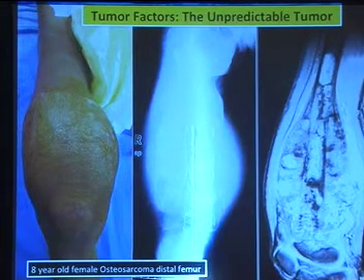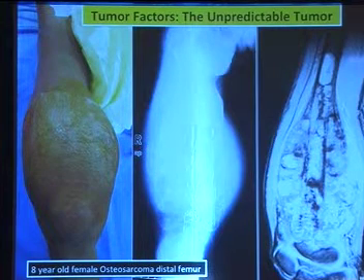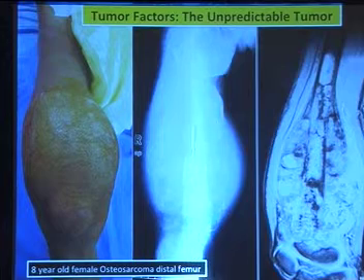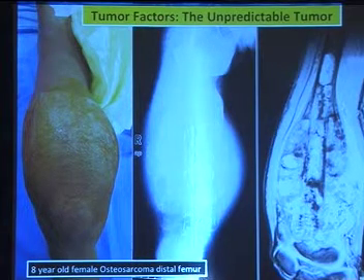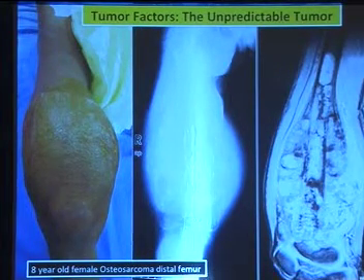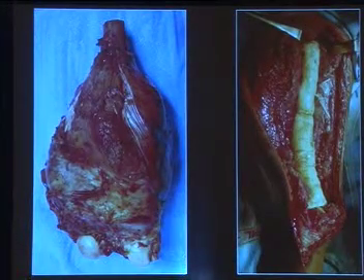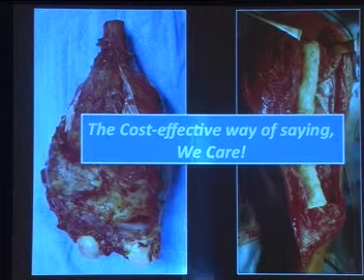So this was a huge tumor. The neurovascular bundle was nearly in contact with the tumor. There was a fat plane, very, very meager. So we were not sure whether the patient will have local recurrence or not, and therefore we had to put a spacer instead of putting something more expensive. So that's a cost-effective way of saying we care.